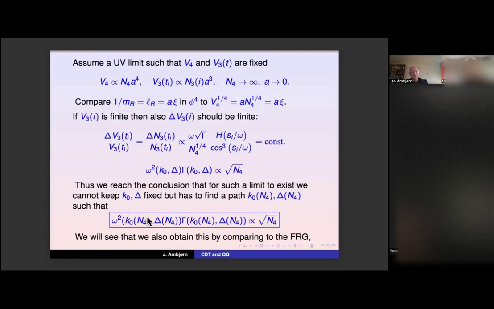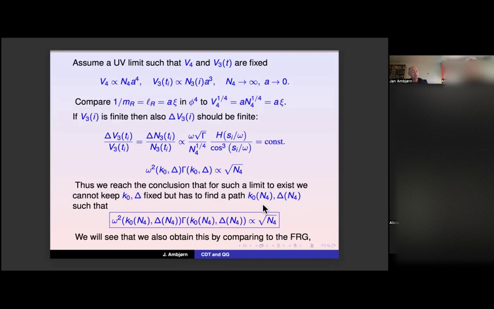And so omega squared times gamma has to be proportional to N4. We have to find such a path in the bare coupling constant space. And we couldn't find it. But now we can, because we have much better data. So now we can find it.